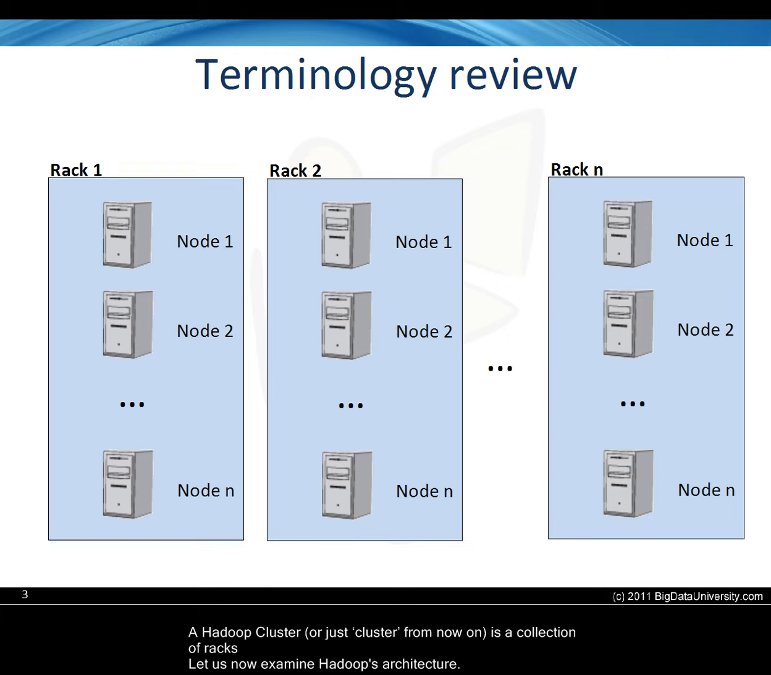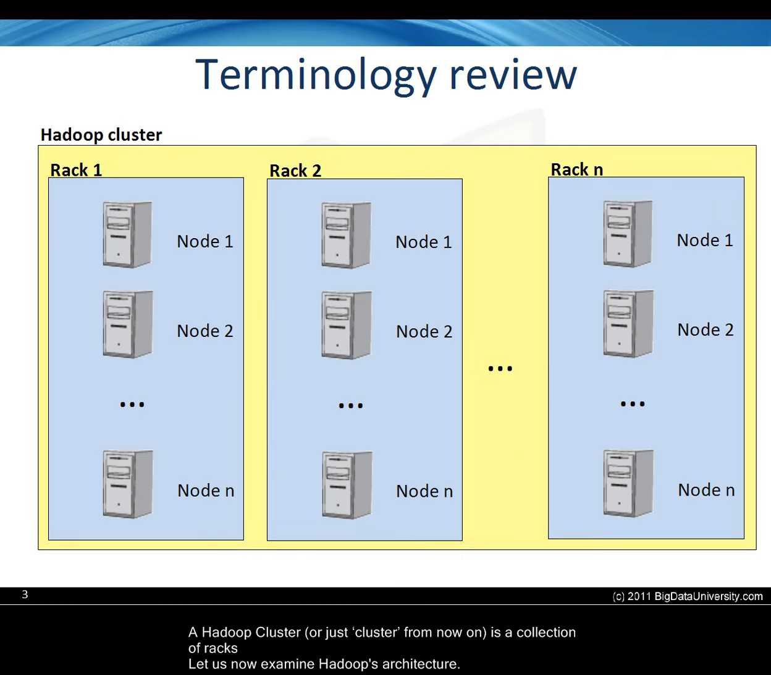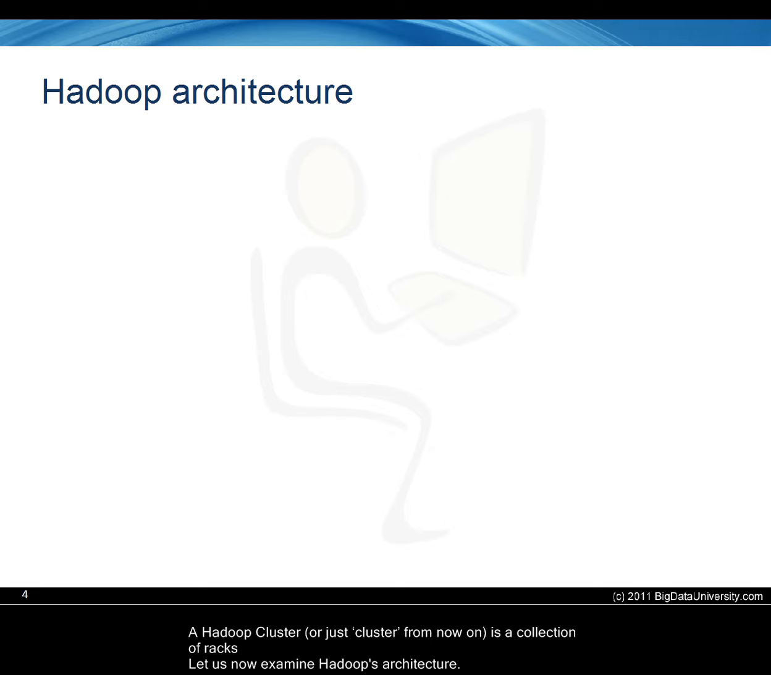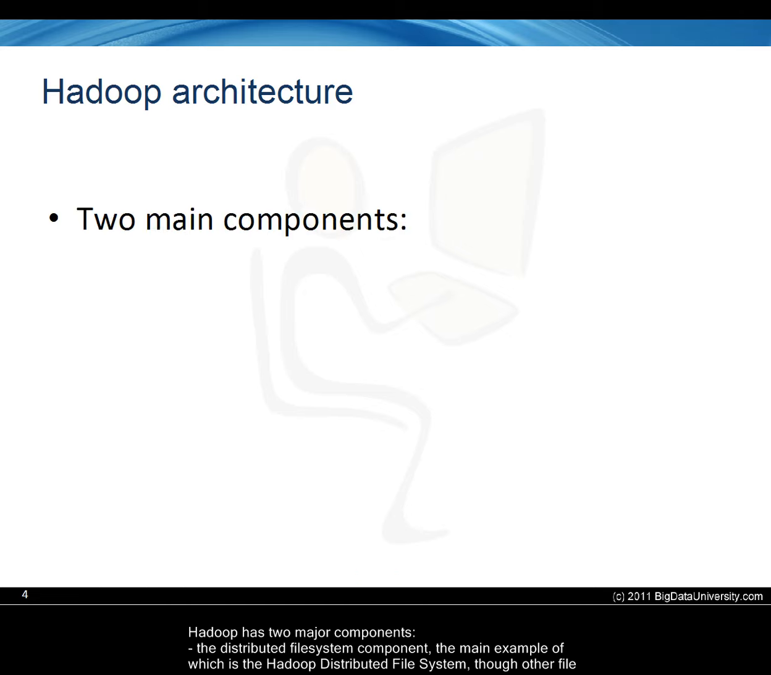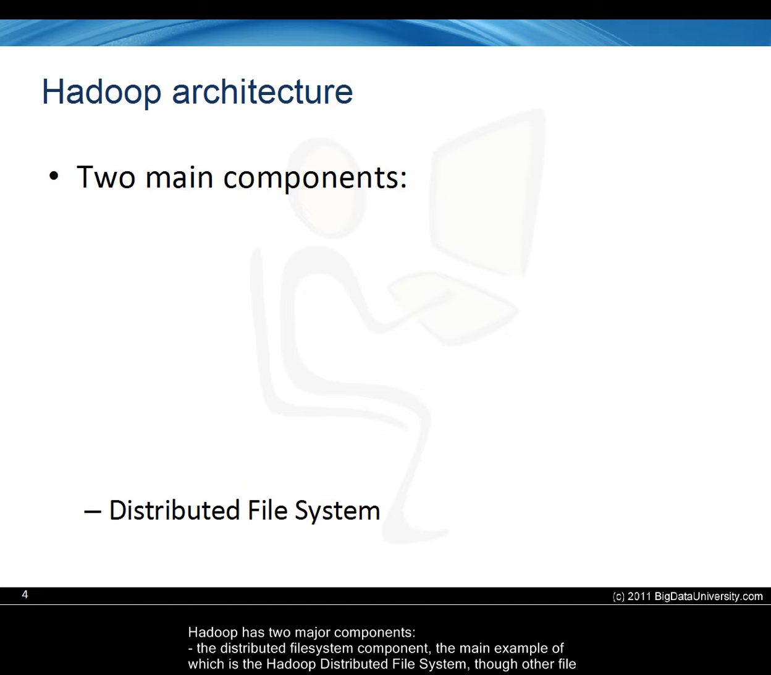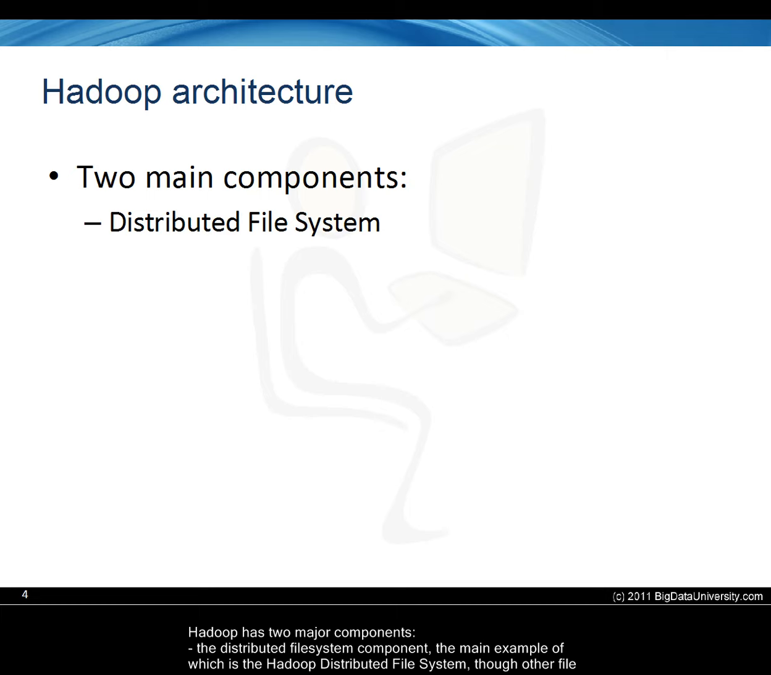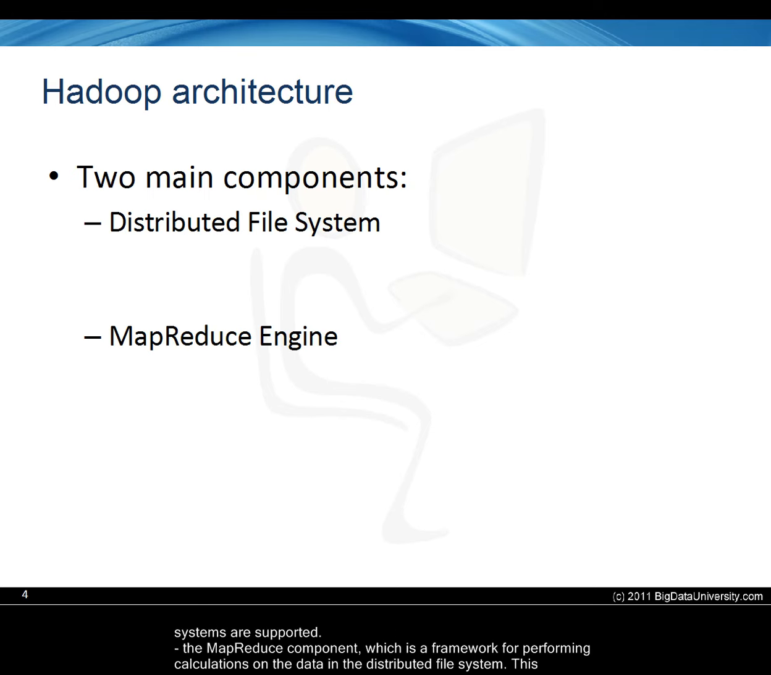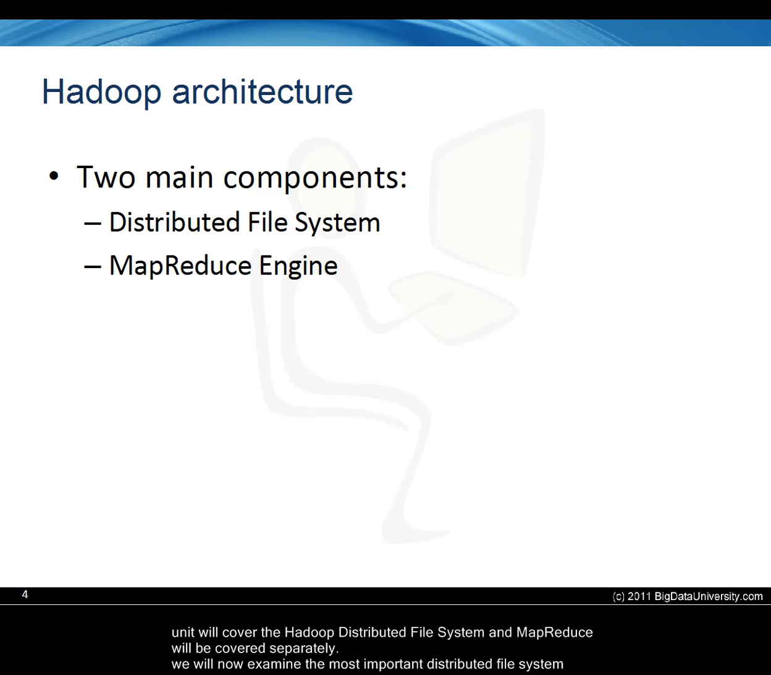A Hadoop cluster, or just cluster from now on, is a collection of racks. Let us now examine Hadoop's architecture. Hadoop has two major components: the distributed file system component, the main example of which is the Hadoop Distributed File System, though other file systems are supported, and the MapReduce component, which is a framework for performing calculations on the data in a distributed file system. This unit will cover the Hadoop Distributed File System, and MapReduce will be covered separately.